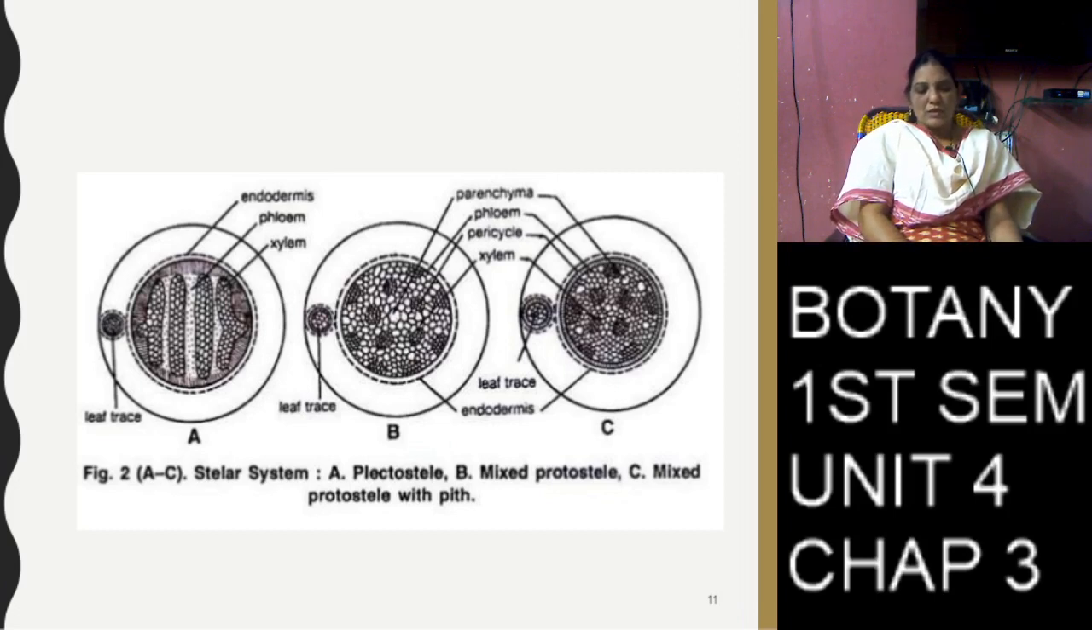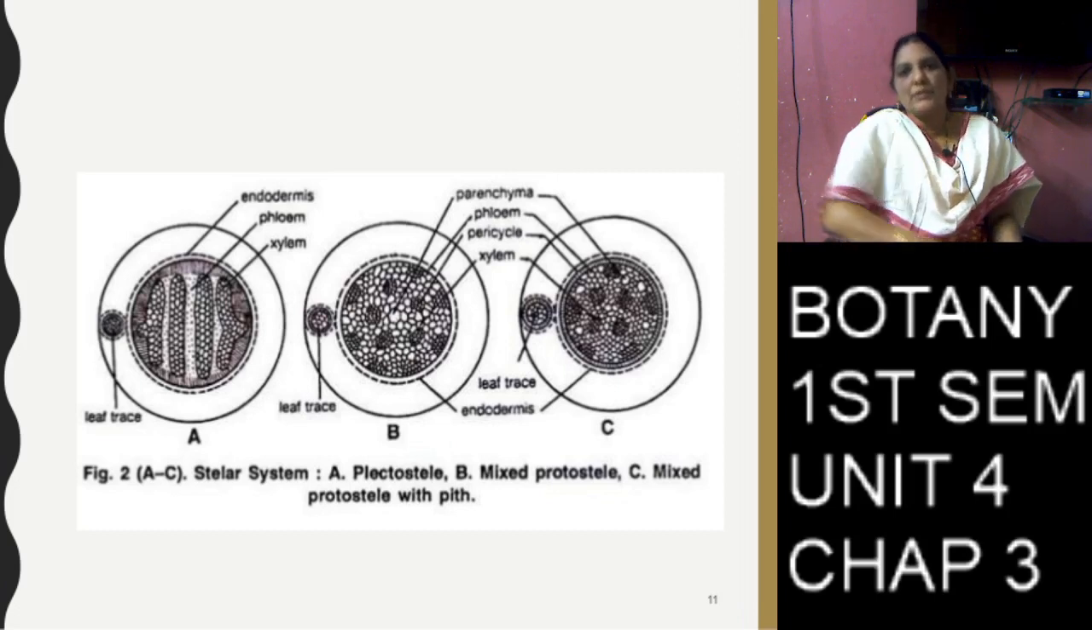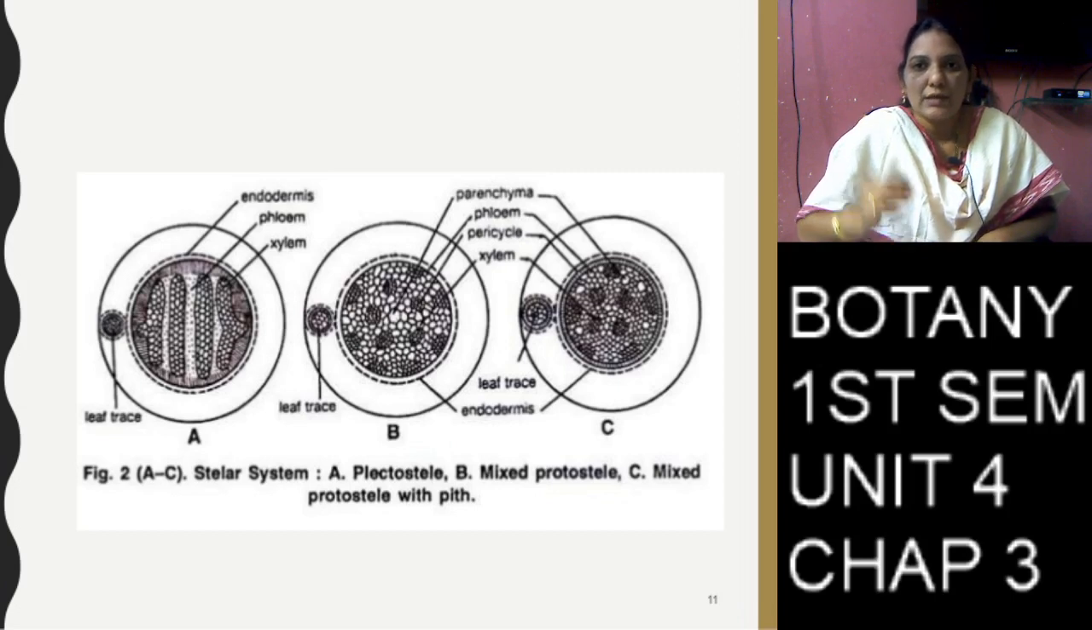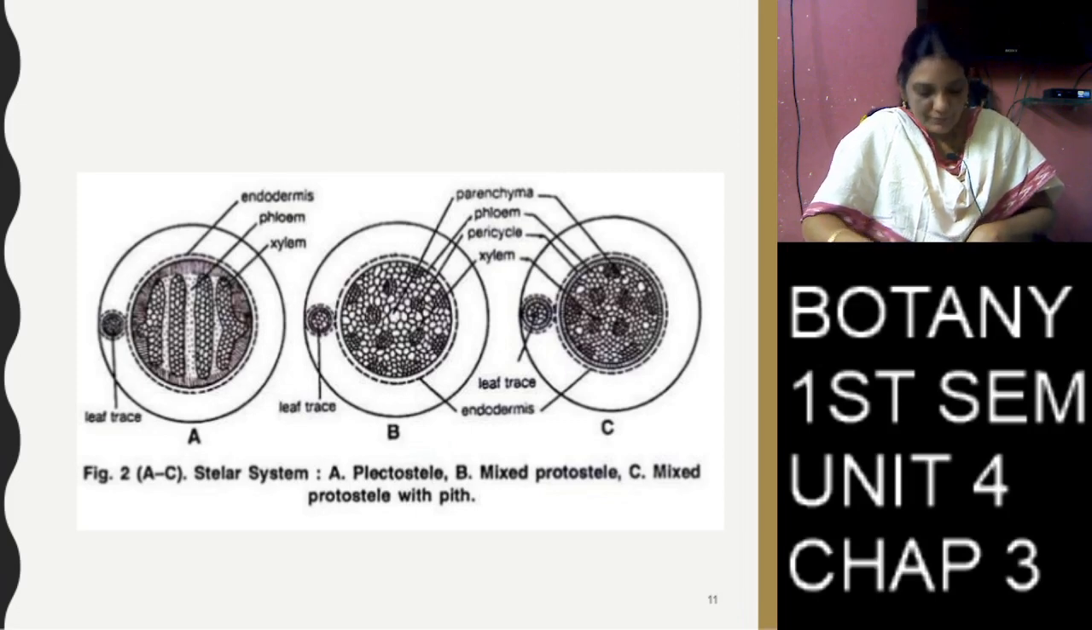The plectostele, example Lycopodium clavatum. Here the xylem is in a plate-like structure. The plates are arranged in a parallel manner, one by one. The phloem totally covers the xylem. This type of stele is called plectostele, for example Lycopodium clavatum.